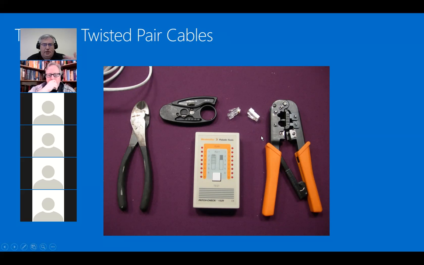Here's a picture of different tools that you would use as a network person. You've got clippers, a stripper. You put the cable in through this hole here, and this part will open up, and you would then squeeze it down and turn around the cable to strip it. And then you have connectors and a crimper. And then this box here is a tester to make sure you get a good connection on all 8 wires.